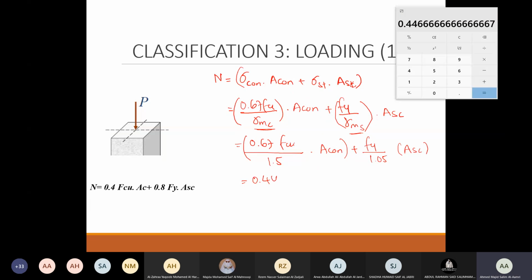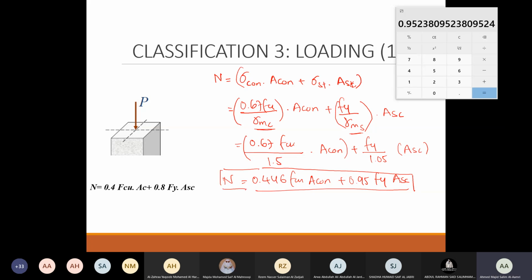So we have 0.446 FCU will return back as it is. Area of concrete will return plus 1 divided by 1.05 is 0.95. Fy will return back and then AS. Now this is the equation for N if the loading is perfectly at the center.